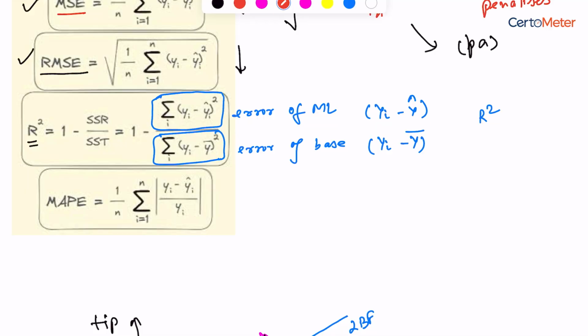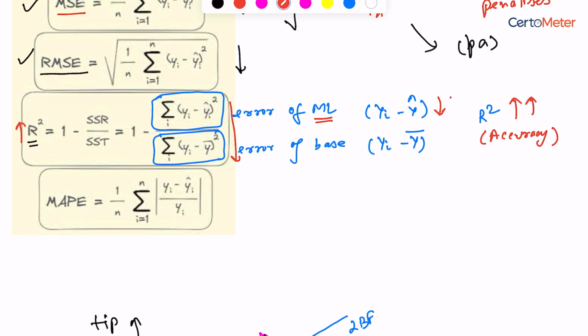If you understand this formula, if the error of my machine learning model goes down, that means this entire term goes down, and so R square will go up. That means if the error of my machine learning model is less, my R square will be higher. That is why we say that the value of R square should be as high as possible for a model. This basically indicates the accuracy of the model.